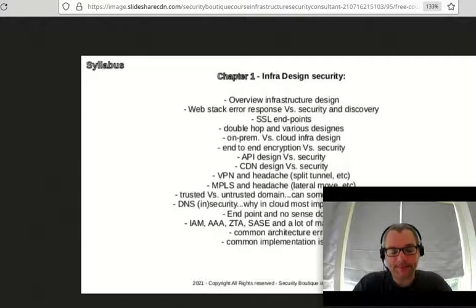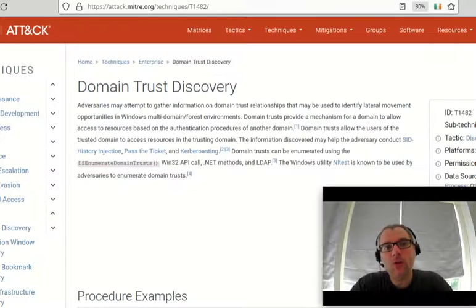attacker perspective. So this one is the information security consultant course, and the main target is to make you think. So when you have a topic, you try to see the problem from an attacking perspective. So there is no better place to start than browsing the technique itself. In this case, domain trust discovery.